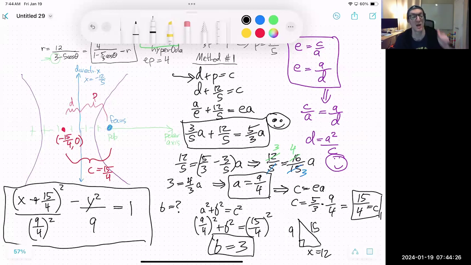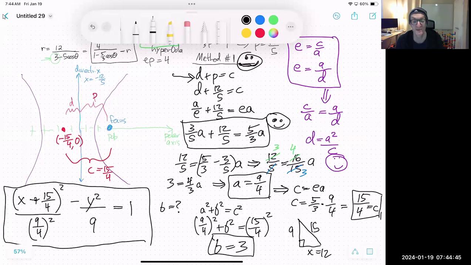So we succeeded. We found out where the center is. We figured out what A is. We figured out what C is. We have an equation. We know every single possible thing. Okay, this is method number 1. This is the least efficient method, but it's also a good method because we did a lot of learning.